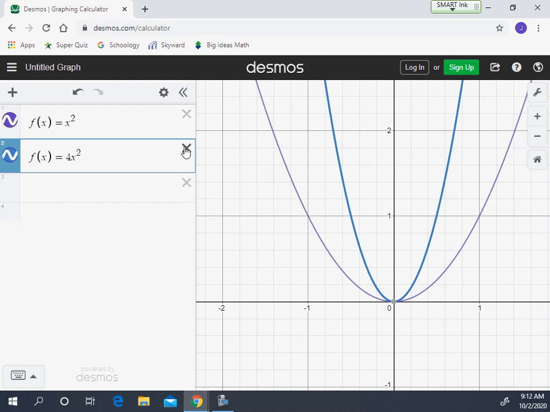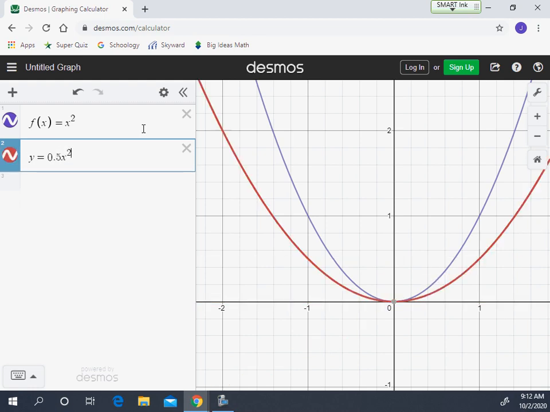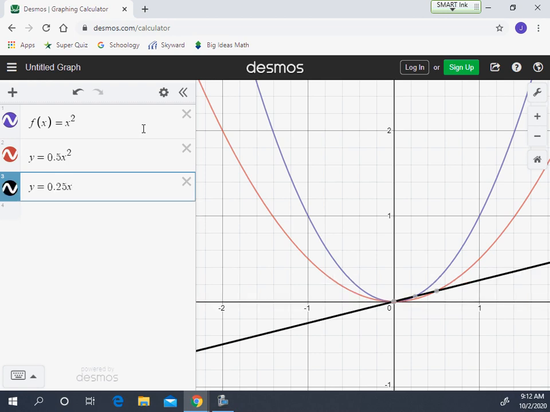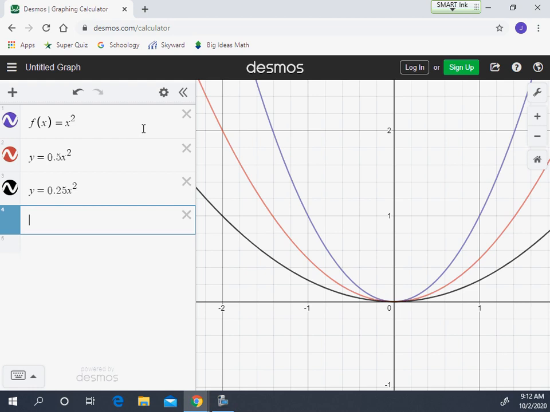So what happens if we go less than 1? Let's say 0.5x squared. Okay, it gets even wider than 1. What happens if we go 0.25x squared? What's going to happen there? Right? Even wider. It's even lower than 0.5, so it's going wider.